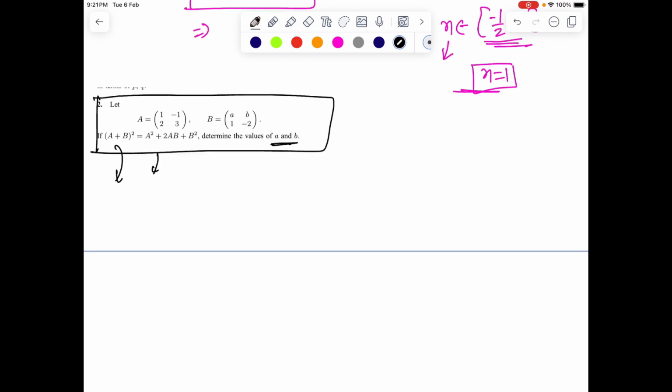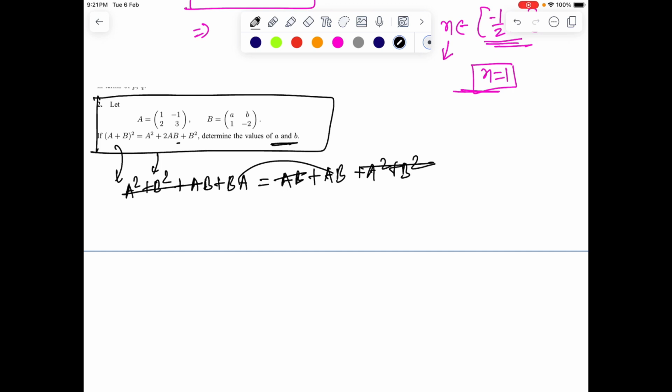So we'll do one tough, one easy. A and B satisfy this equation. We have to find the values of a and b. Now clearly (A plus B) whole square is not A square plus 2AB plus B square, but rather it will be A square plus B square plus AB plus BA in the matrix world. And if this has to equal AB plus AB plus A square plus B square, then after this cancellation, BA and AB must be equal. So these matrices must be commutative.